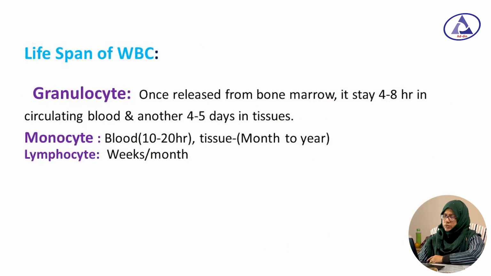Now let us discuss the lifespan of WBC. Granulocytes, once released from the bone marrow, stay 4 to 8 hours in the circulating blood, and another 4 to 5 days in the tissues. Monocytes live in blood about 10 to 20 hours, and in tissue they can stay for months to years, and lymphocytes usually live for weeks or months.